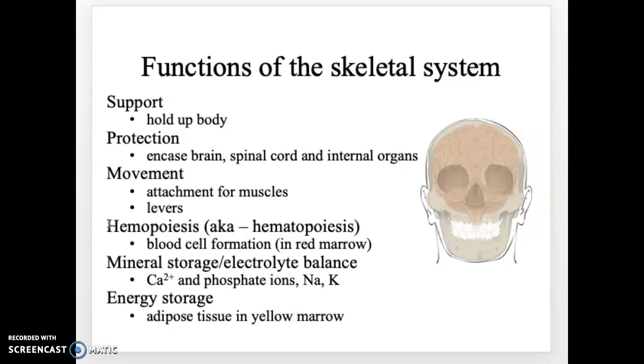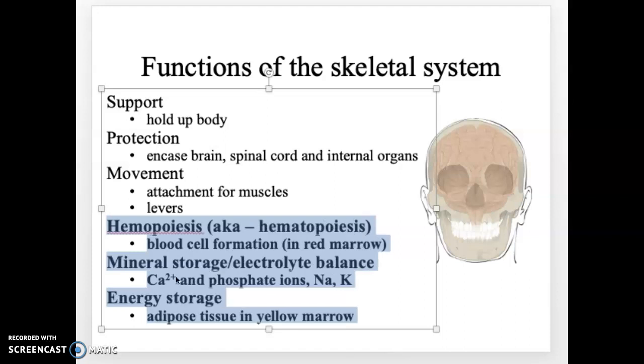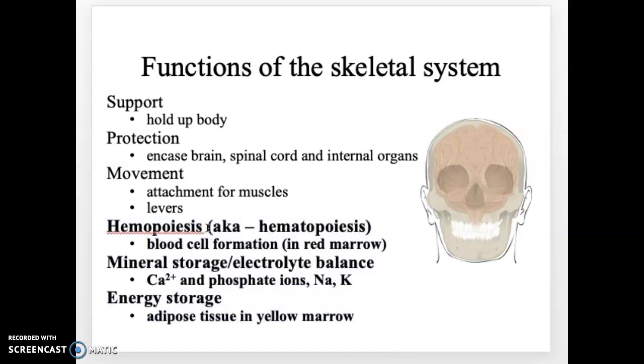And then these last three are the ones that people usually forget about. So hemopoiesis or hematopoiesis is the blood cell formation. Inside there's a space called the marrow cavity. This is where your red blood cells are being formed. So hemo or hemato means blood, and poiesis is like creation.